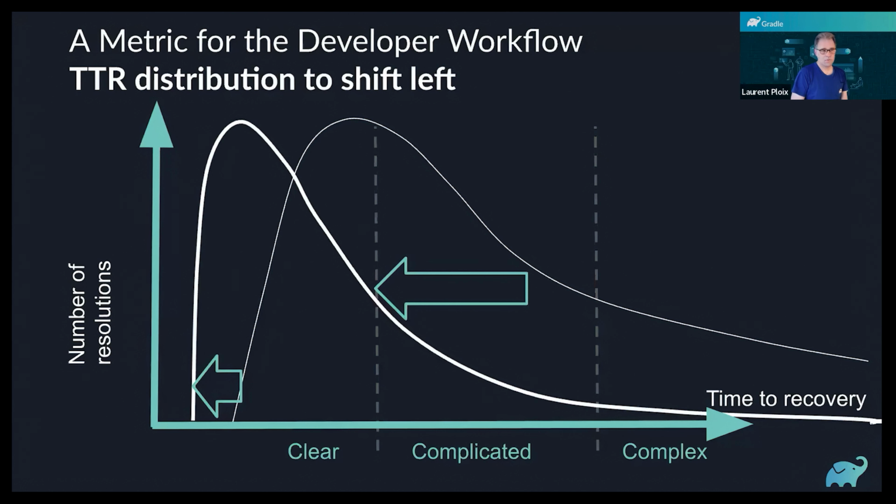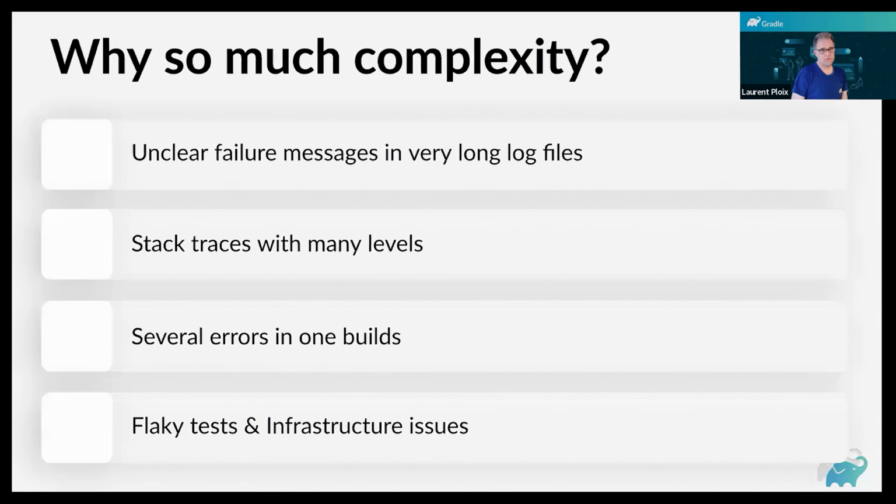First, we need to understand where the complexity comes from. Complexity for a developer comes from unclear failure messages, very long log files. I have seen log files up to 20 megabytes long. Makes no sense for a human being. I've seen stack traces with many levels. Nobody wants to see the exceptions that appear deep into some library. Or you can have a lot of failures coming from one build, and you need to understand which of the root causes there are. And of course, flaky tests and infrastructure issues.